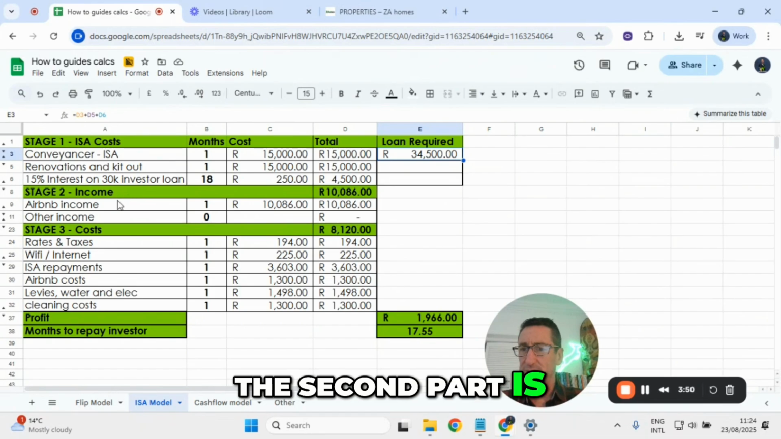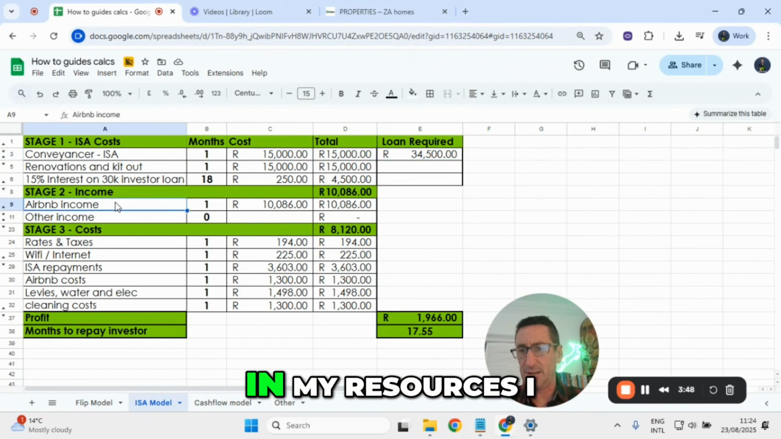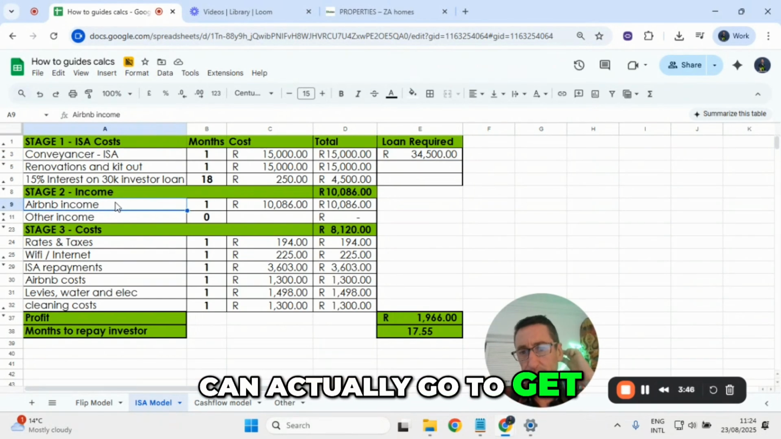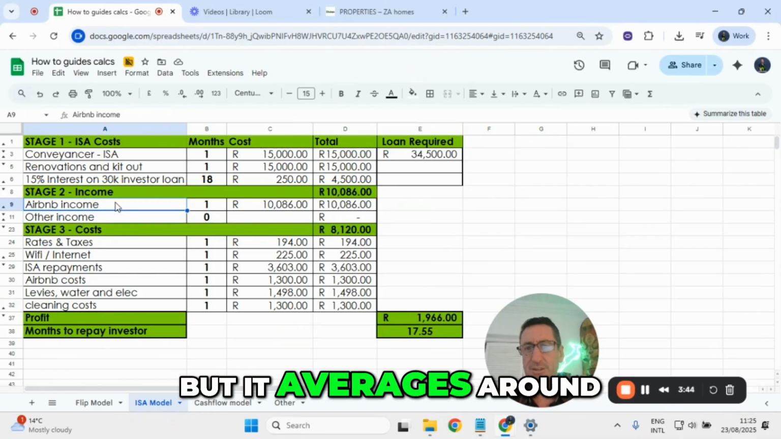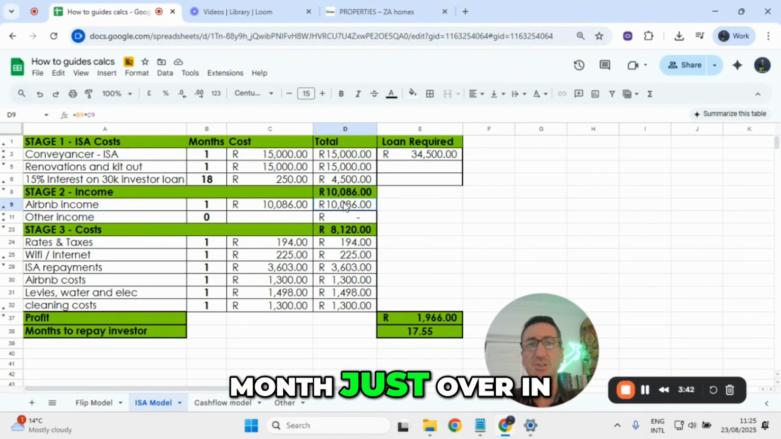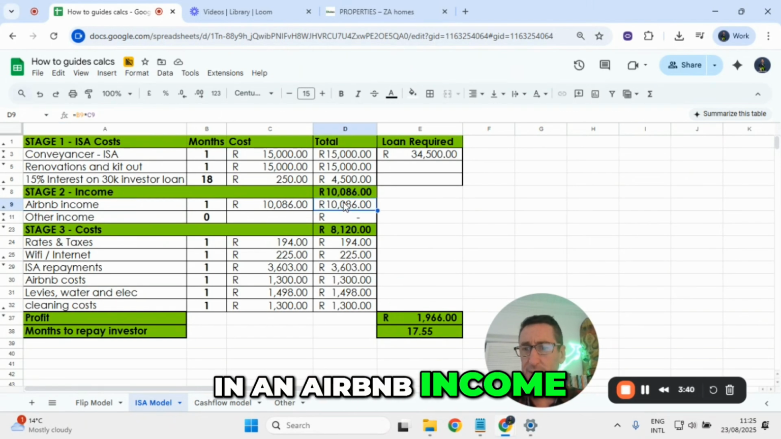The second part is to look at the Airbnb income. Again, in my resources, I show you where you can go to get these kinds of incomes, but it averages around about 10,000 Rand a month, just over, in what it can do in Airbnb income.